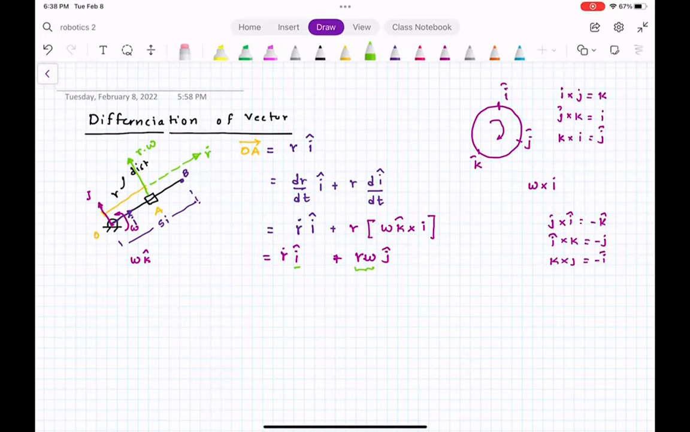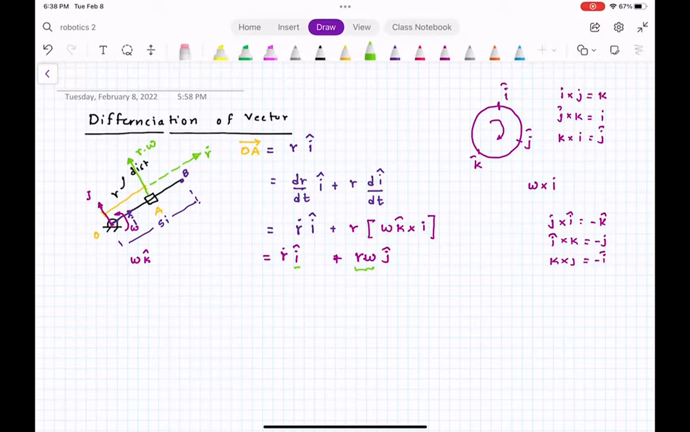In a three-dimensional flying object, you can have an omega which is about three axes. You can have a tumbling motion, right? You have a satellite that is tumbling. So that tumbling satellite would have some rotation rate about x, some rotation rate about y, some rotation rate about z, but the same equation will be valid. Everyone understood this?